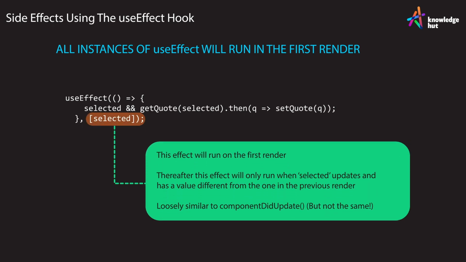On the other hand, we also had this instance of useEffect with the selected state property defined in the array. Here, the effect will run on the first render, and thereafter we are telling React to run the side effect only when the value of selected changes. We are syncing the changes to the selected state property with the side effect and consequently with the contents of the quote state property. Nowhere are we talking about a lifecycle event in this context. But when compared, this behaves somewhat like the componentDidUpdate lifecycle function in a class component. Do keep in mind that despite this optimization, all instances of useEffect will run in the first render.